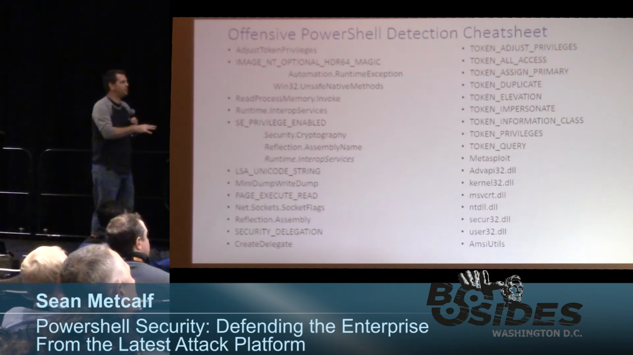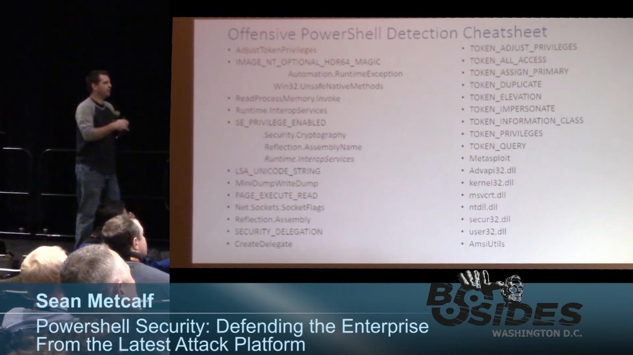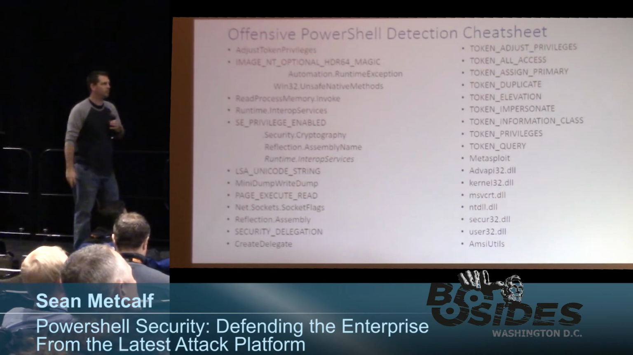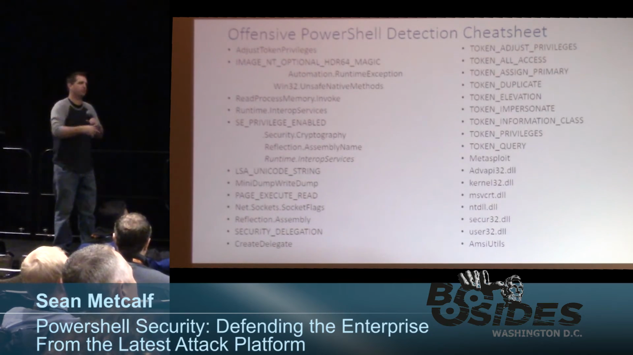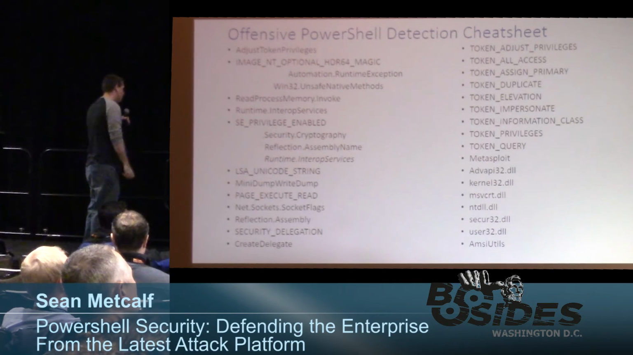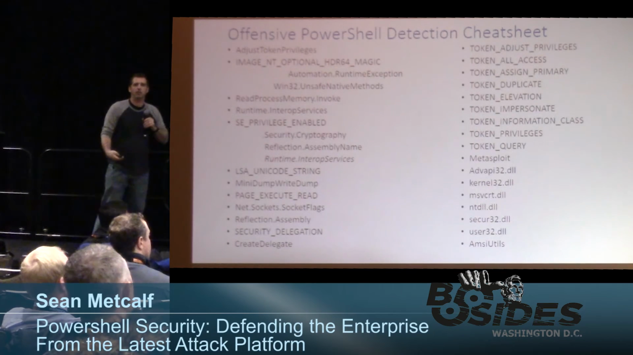So this is my detection cheat sheet that I put out before, and I've updated it with CreateDelegate and AMSI utils to detect some of the things that Matt Graeber's been doing recently. But this is a good foundation. This will detect the things that people are not highly obfuscating, where they're not just throwing things against it to see what they get. So it's a good start, and we need to start.